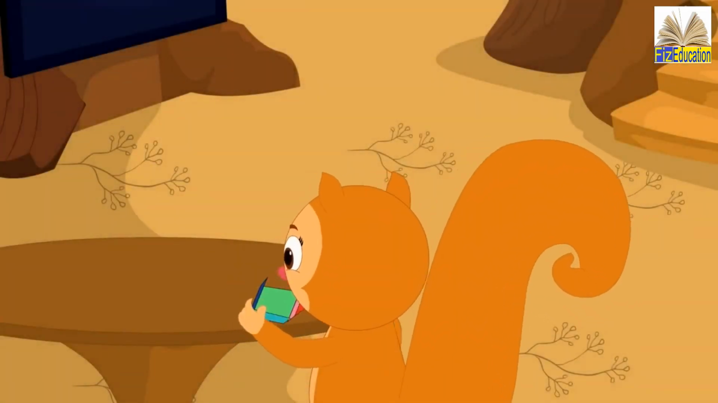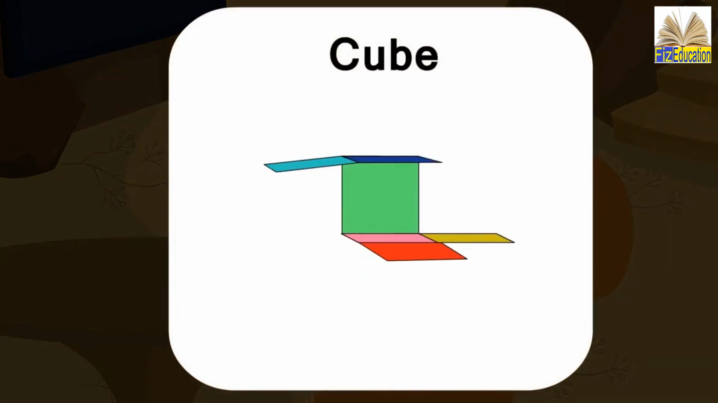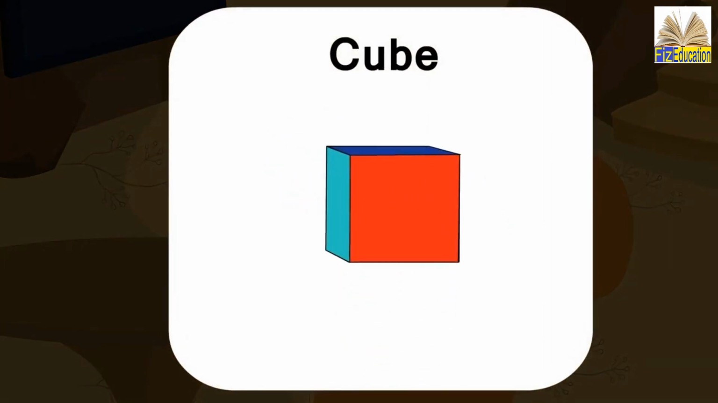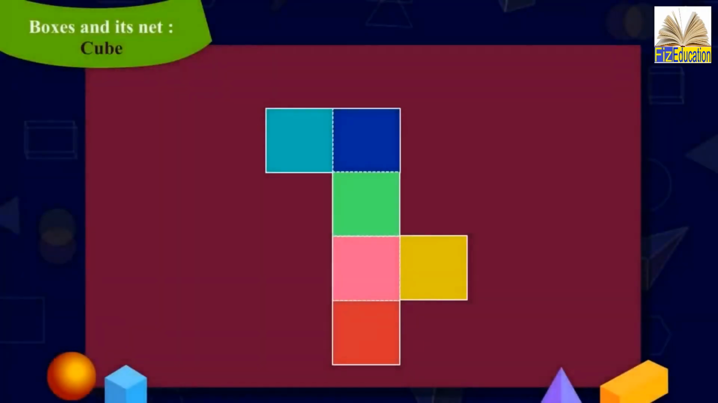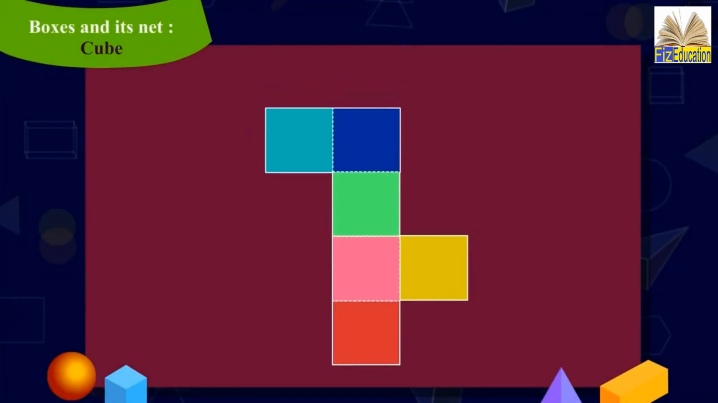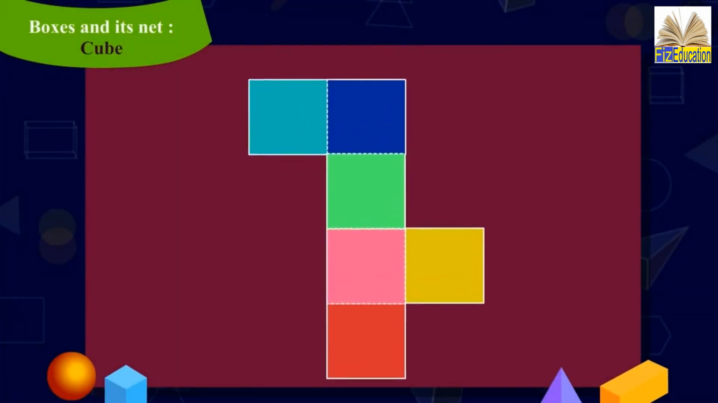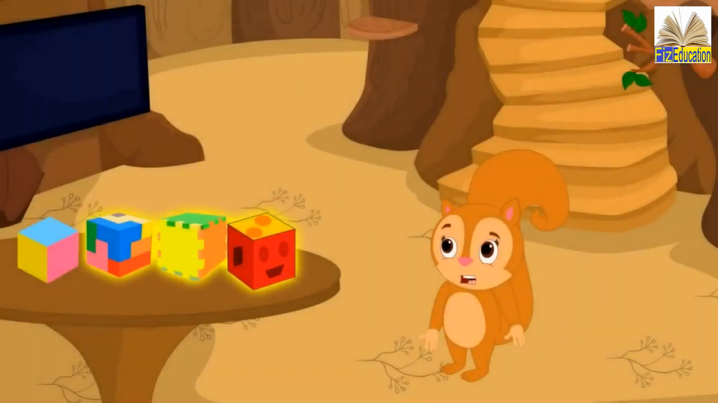Let's see if your answer is correct or not. Chanda cut out the shape and began to fold it this way. Well done, kids. Your answer is absolutely correct. This shape is the net of a cube. And see that a box for Chanda is ready. Now Chanda has to make 3 boxes for the toys.